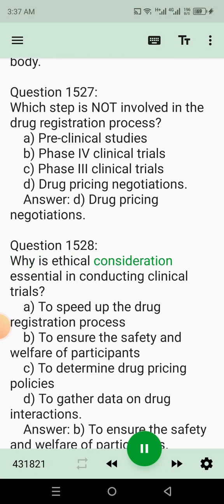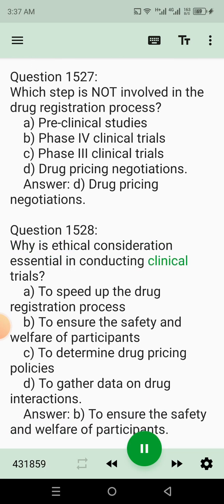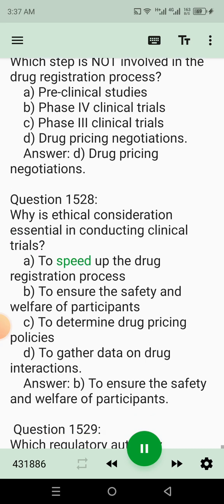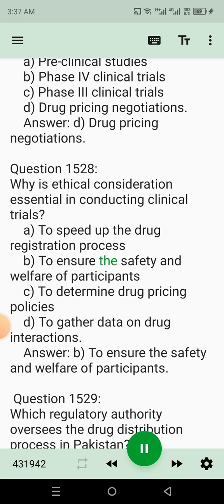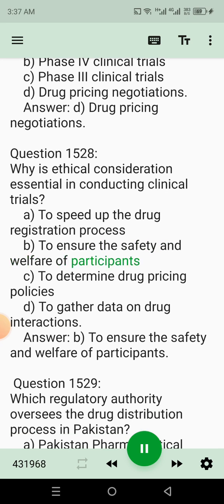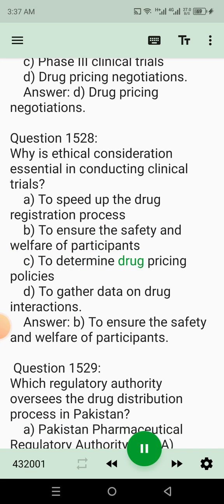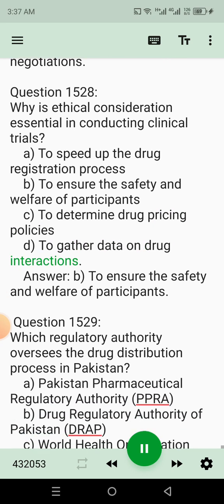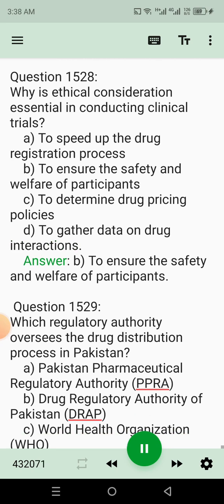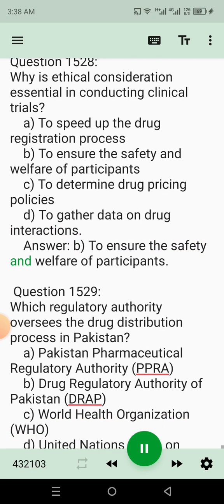Question 1528. Why is ethical consideration essential in conducting clinical trials? A. To speed up the drug registration process. B. To ensure the safety and welfare of participants. C. To determine drug pricing policies. D. To gather data on drug interactions. Answer. B. To ensure the safety and welfare of participants.